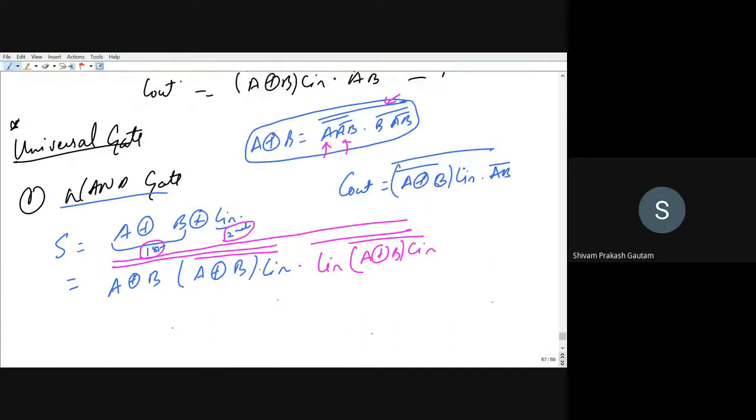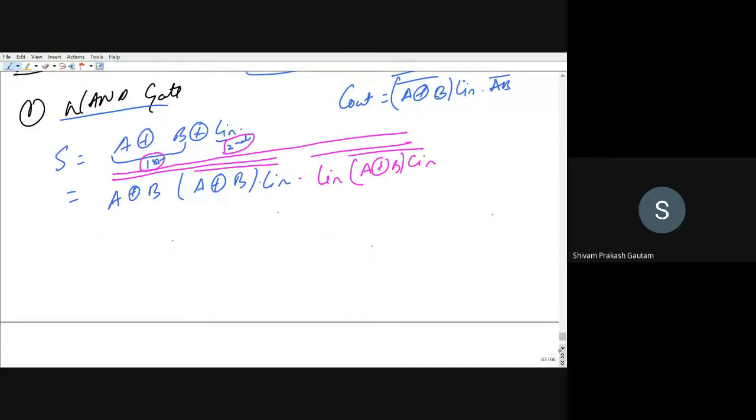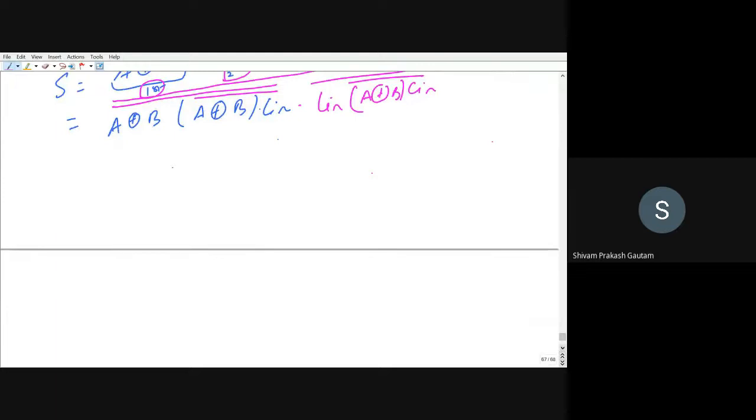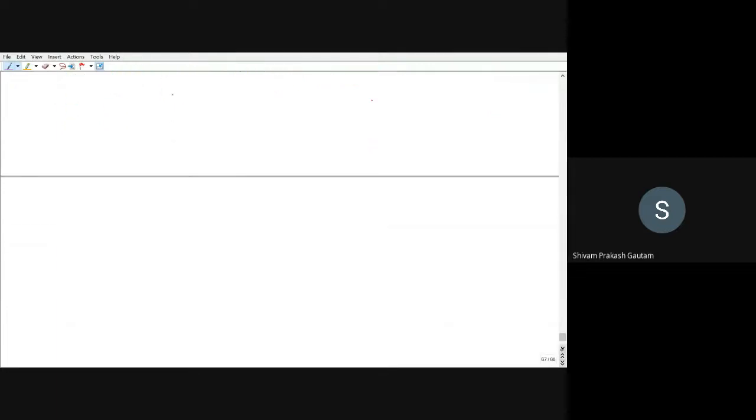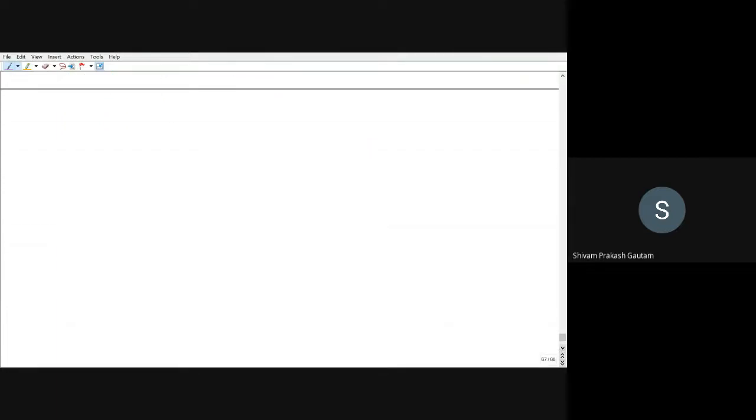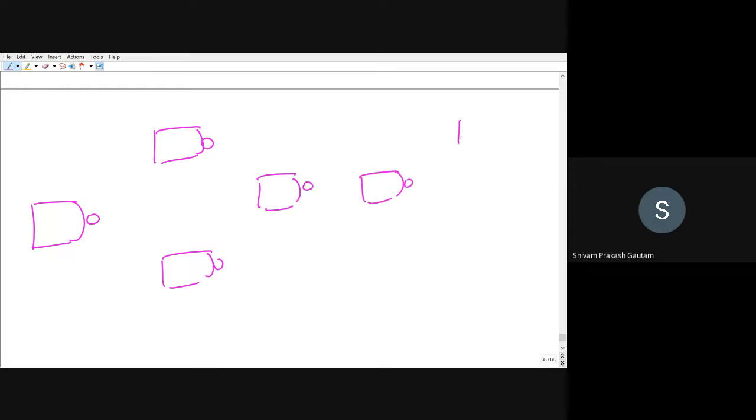Okay, so now we will be drawing this using NAND gates. So it is two half adders back to back. It will require some practice for you. We have four NAND gates for the first half adder, and again one more half adder, so four NAND gates will be there again.